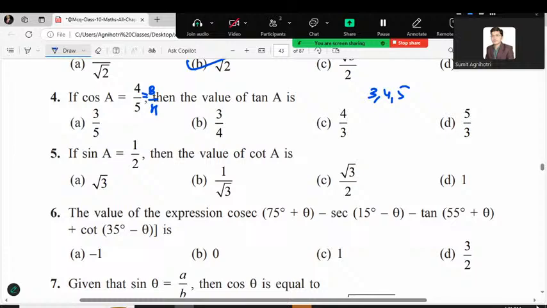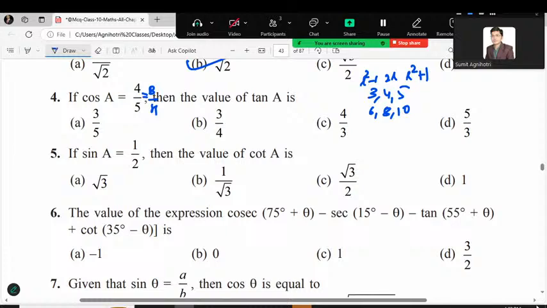Actually, this is the rule that we get: L square minus 1, twice L, and L square plus 1. If you put L being 2, you will get 3, 4, 5. Now if you put 3, you will get 6, 8, 10. This is also a triplet.